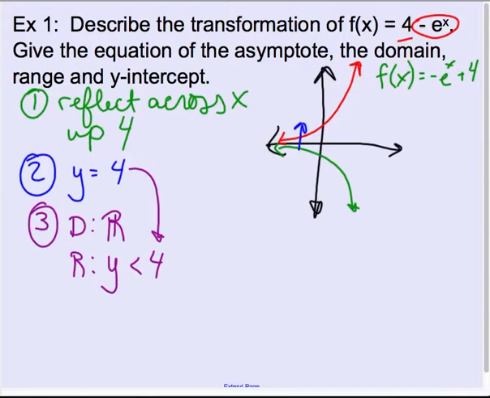And finally, our y-intercept. So remember, the y-intercept is when x equals 0. So if we substitute 0 for x and evaluate, e to the 0 is 1, so we've got negative 1 plus 4. So our y-intercept would be (0, 3).